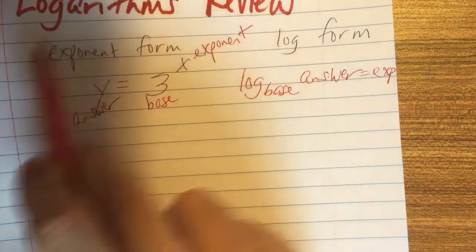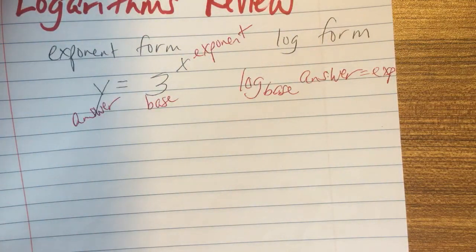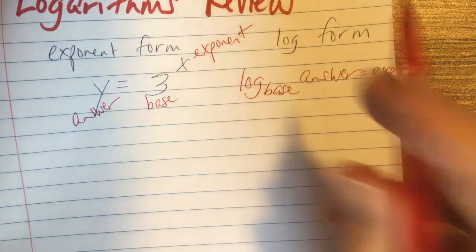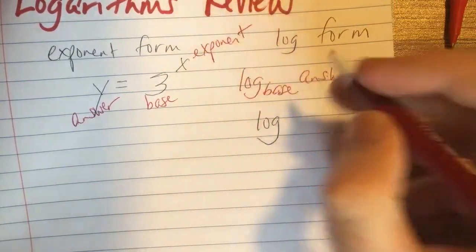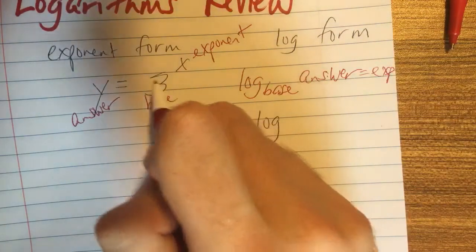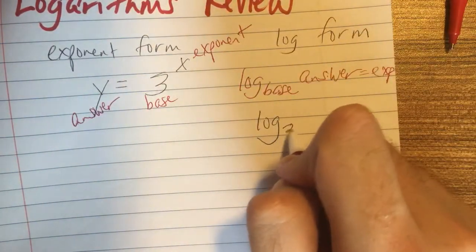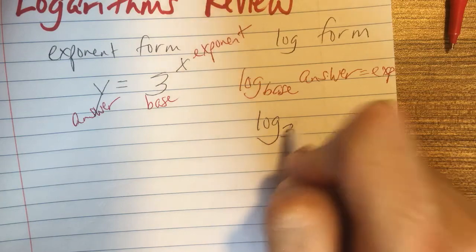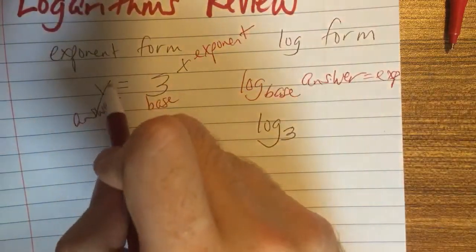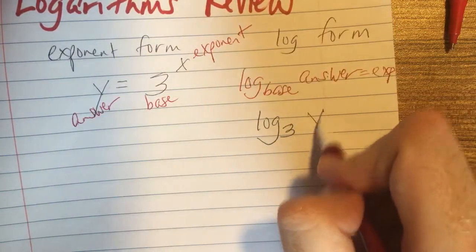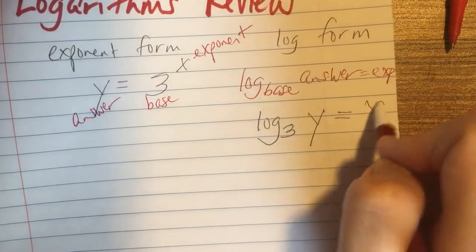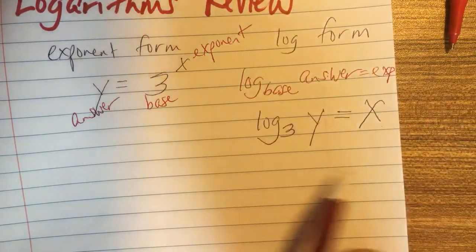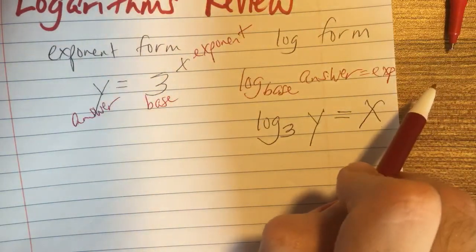I'm going to take this exponent form and transform it into log form. I'm going to begin by putting the word log. And then I'm going to put the base that we're working with. In this case, it's a 3. That goes as a subscript. We put the answer, which is a y here. And that would equal the exponent, which is the x here. Here is how you would express that same relationship in log form.